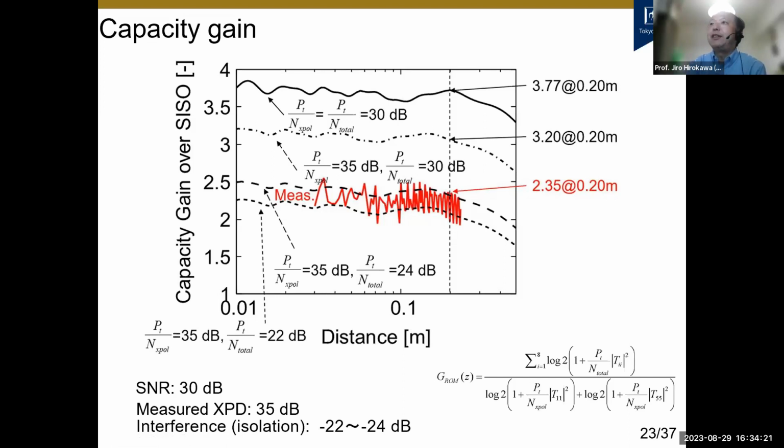This simulated value of the capacity gain has good agreement with the measured capacity gain. The measured capacity gain is shown by red lines. By using this P over N, we have a good agreement with measurements.